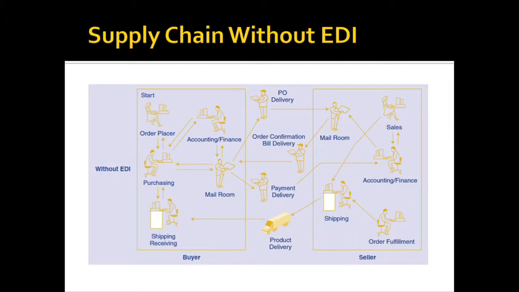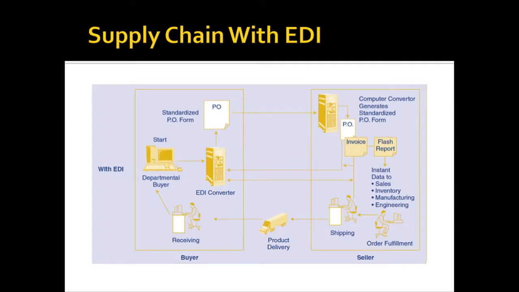This is an example of a supply chain process without EDI. And here it's a purchase order, and you can see there's a person involved at every step. There's arrows going back and forth to each person along the way. There's tons of people. I mean, the only place you don't see a person is in the truck, but that's because he's driving.